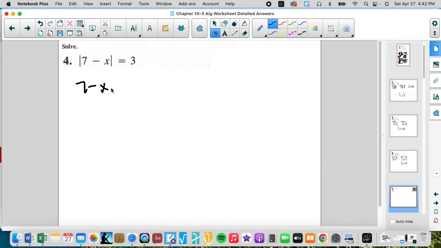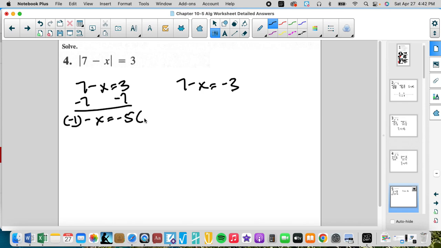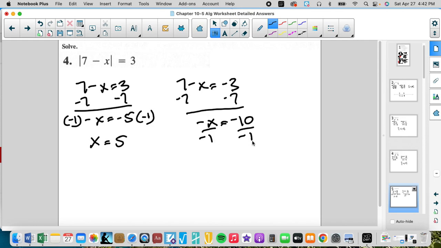7 minus x equals 3. 7 minus x equals negative 3. Minus 7, negative x is equal to negative 4. Multiply both sides by negative 1. X equals positive 4. Minus 7, we get negative x equals negative 10. We can divide by negative 1 also. That's a nice inverse. And we get x equals 10. So our solutions are 4 and 10.